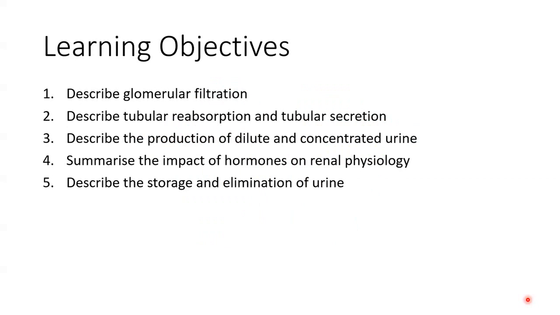We will discuss how this process differs depending on whether we need to produce dilute or concentrated urine. We will discuss the impact of hormones on these processes, as well as the renin, angiotensin, aldosterone system. And lastly, we will discuss the composition, storage, and elimination of urine.